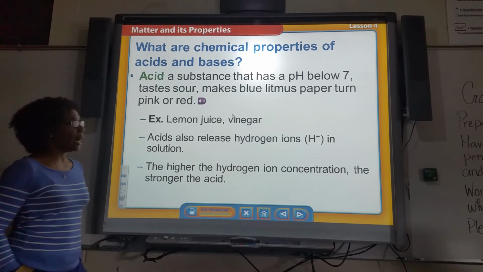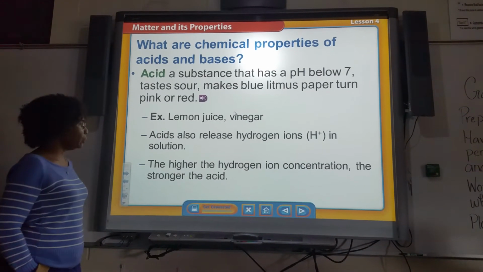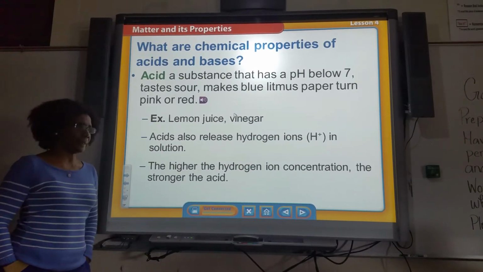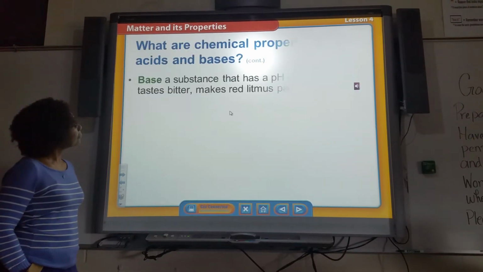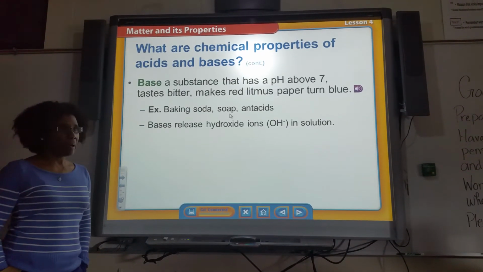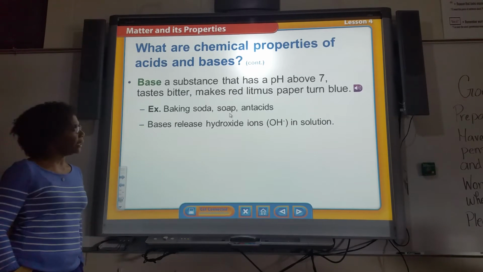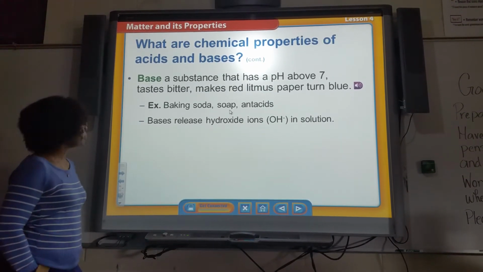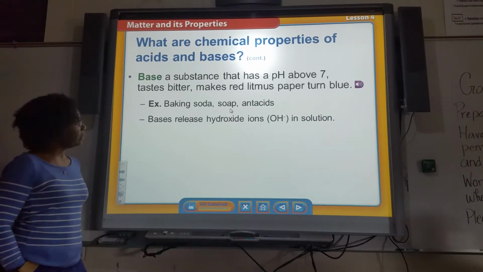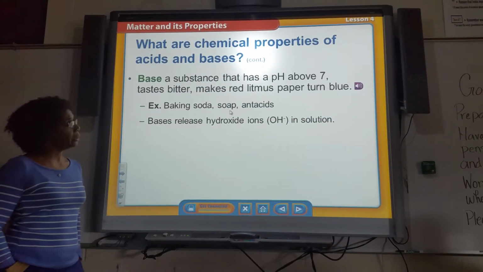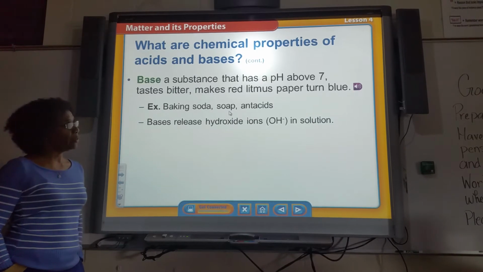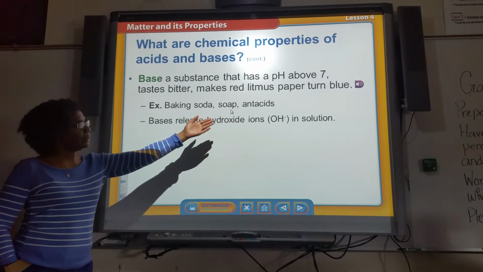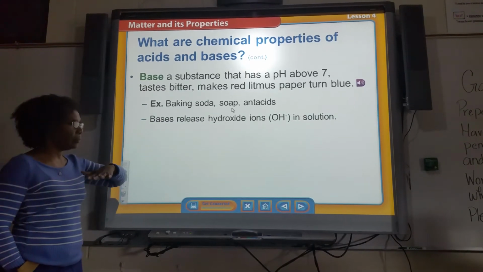Acids also release hydrogen ions in solution. The higher the hydrogen ion concentration, the stronger the acid. Base is our other one found on the pH scale. A base is a substance that has a pH above 7. It tastes bitter, and it makes red litmus paper turn blue. Baking soda, soap, and antacids are all examples of bases.